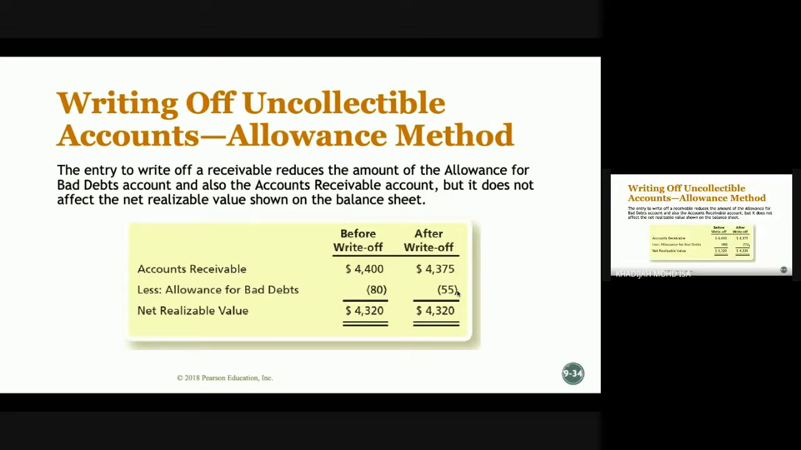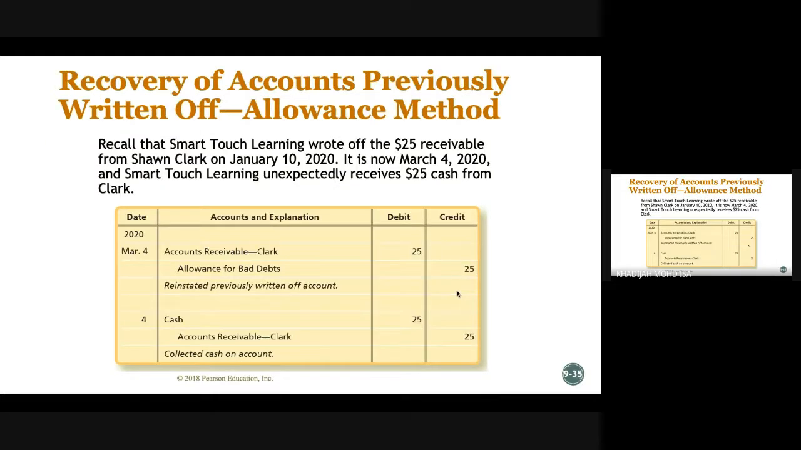So before your write-off, it does not affect your accounts receivable because you only estimate 80. But when it actually happened, you write off, then you see that the accounts receivable is now reduced by the amount which is uncollectible, and the allowance for bad debt changes from 80 to 55. Why? Because it has reduced by the amount which is uncollectible. So you debit your accounts receivable, credit allowance for bad debt, debit your cash. Why do you debit your cash?